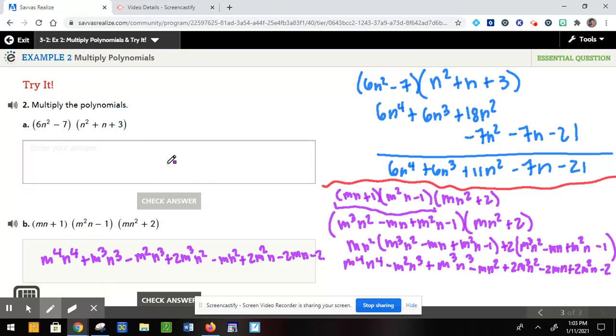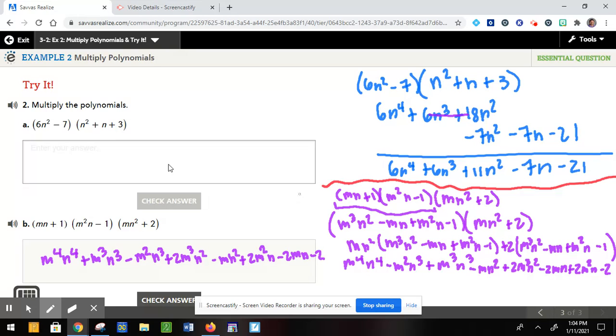All right, looking at part A, I multiplied them together. 6n squared times the trinomial is that line. -7 times that trinomial is that line. The way that I like to group is I stack the parts of my product together, and the like terms are stacked on top of each other. In this case, the only 2 like terms were the quadratic terms, and I ended up with 6n to the 4th plus 6n cubed plus 11n squared minus 7n minus 21.